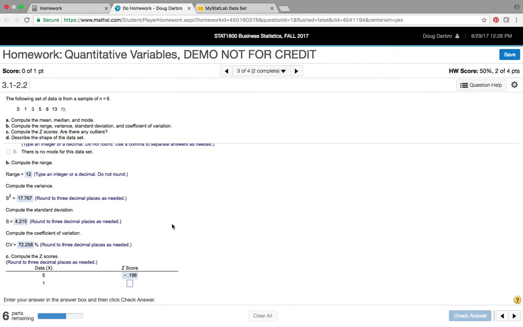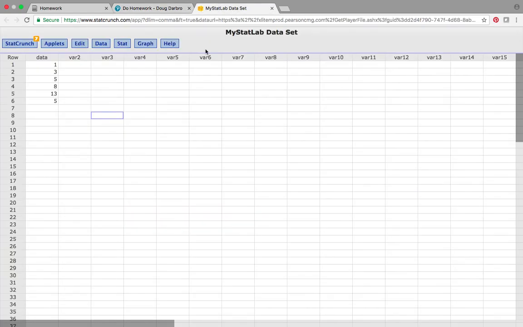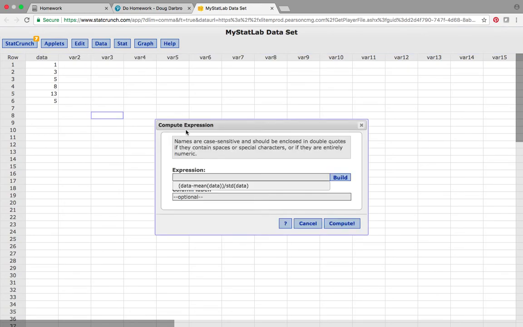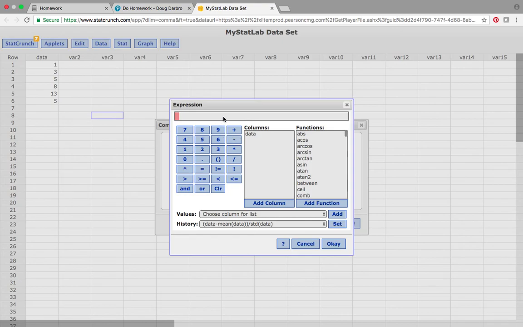Imagine that. So, guys, what I would do if I were going to calculate these z-scores is I would use the compute expression in my stat lab. So I would go to data, go to compute, go to expression, and build it. To calculate the z-score, in the numerator, in parentheses, I take the score minus the mean and then divide by the standard deviation.